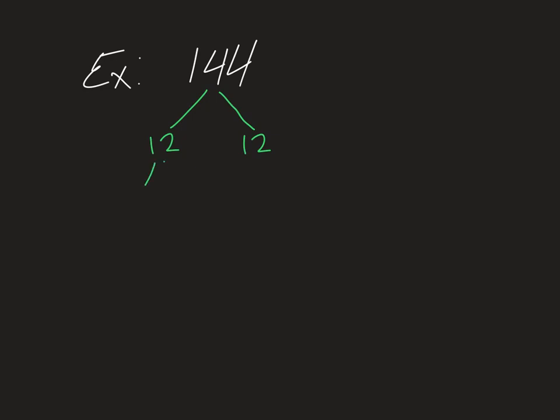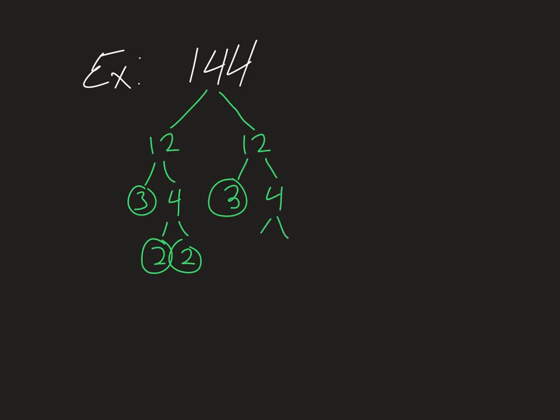And then I'm going to look at, okay, 12. What numbers go into 12? 3 and 4. Hey, 3 is prime, so I'm going to circle it. That one's done. I can't break that up anymore. 4 can be broken down into 2 and 2, and those are both prime. I'm going to circle those and stop there. Now I'm going to pretty much do the same thing with this other 12. So 3 is prime, the 4 is not. 2's are both prime. I'm going to circle them.